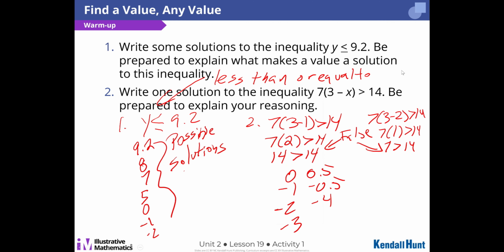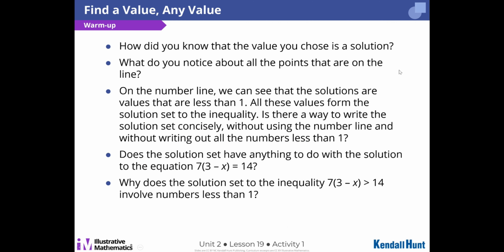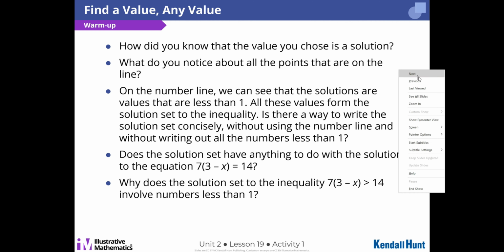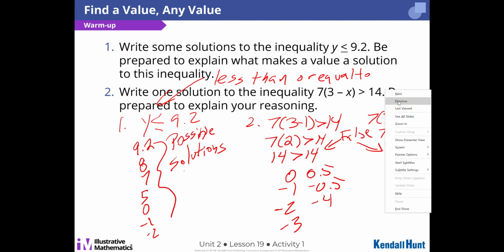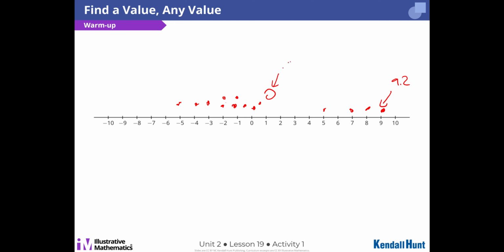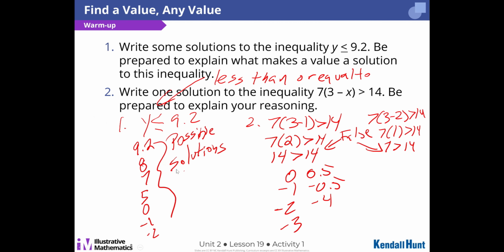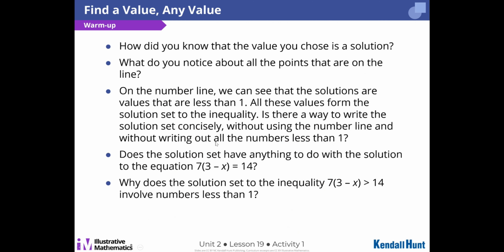So let's synthesize this activity. How do you know when a value that you chose is a solution? They were to the left on the graph. If we go back to our graph, we can see visually, here's +1. They're to the left of 1, or 9.2. Or they made the inequality true when we looked at plugging in the numbers. So they made a true inequality.